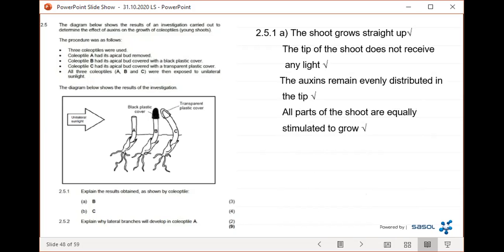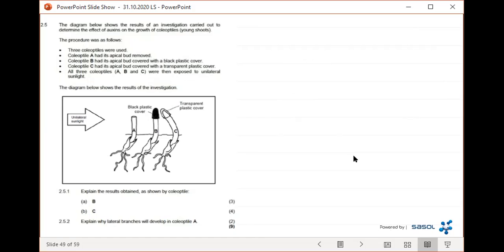Right, and then when we move on to question 2.5.1b, where we need to explain the results that are observed by Cleopetal C, which is the cleopetal which was covered in transparent plastic cover. And we also see a bending of the cleopetal or the shoot there, right? We see a bending towards the unilateral sunlight. Okay, so the shoot bends towards the light.